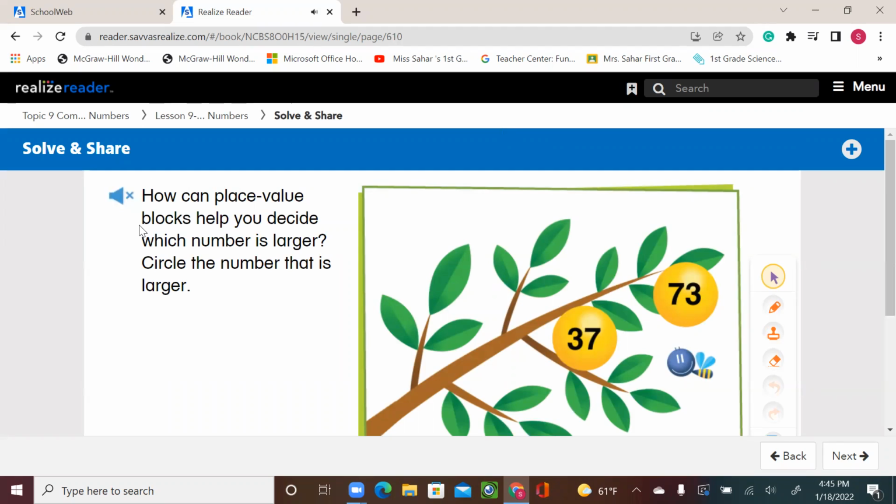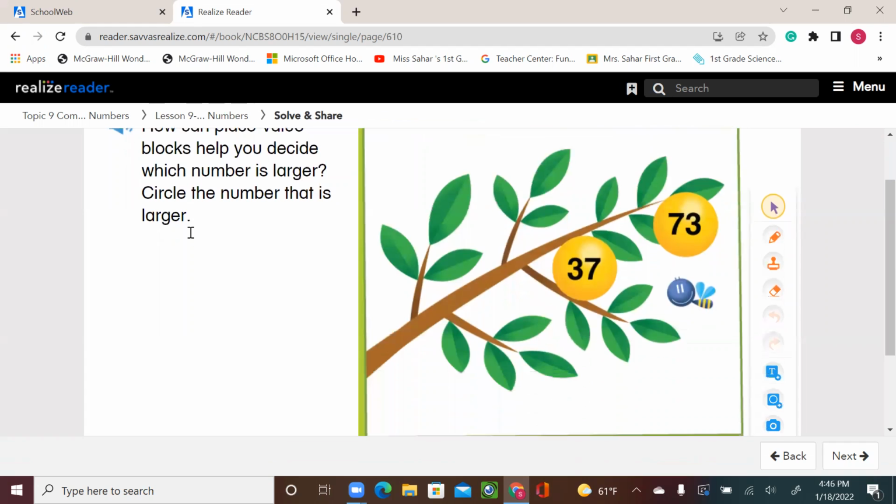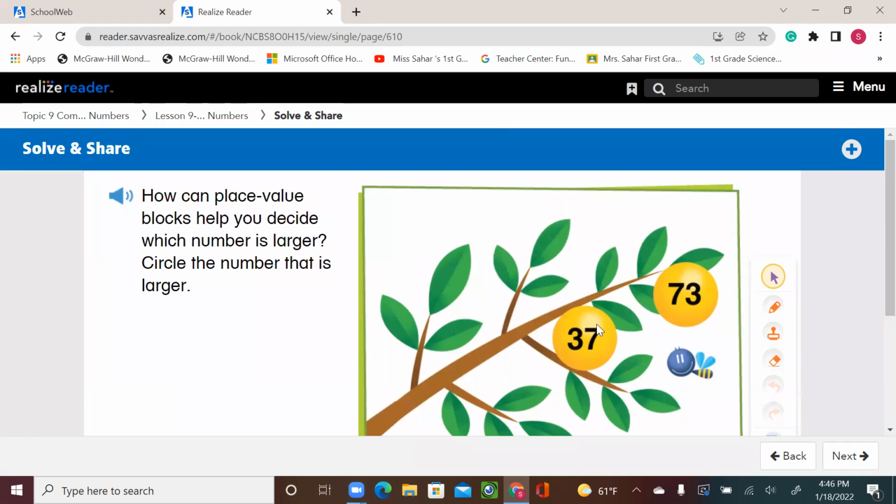How can place value blocks help you decide which number is larger? Circle the number that is larger. All right, so for this lesson, we're going to use less than, greater than, and learn about the new symbol that we can use. How can place value blocks help you decide which number is larger? Circle that number that is larger.